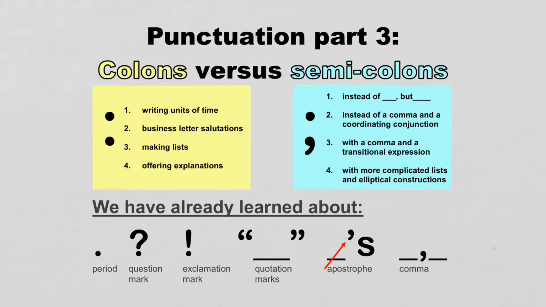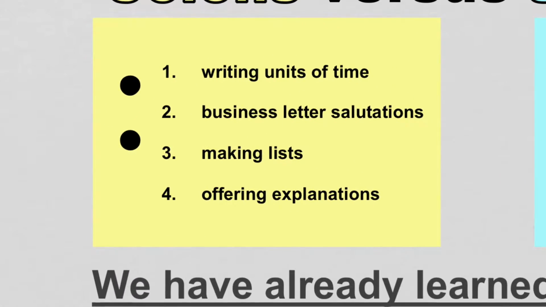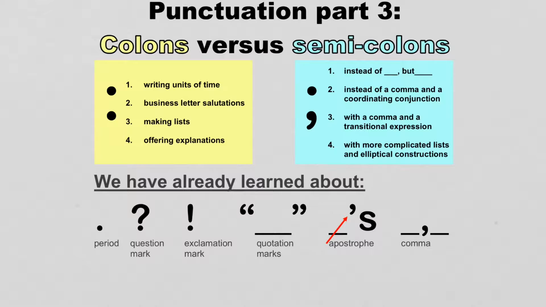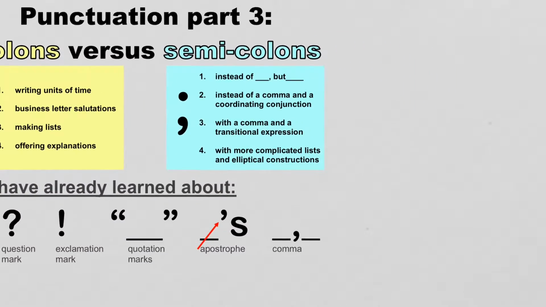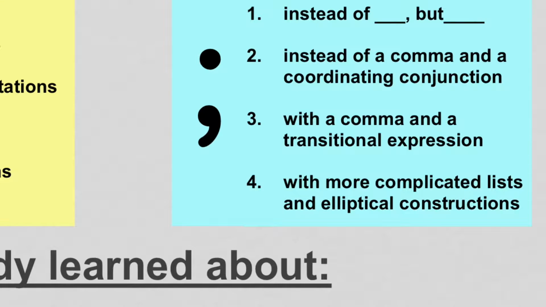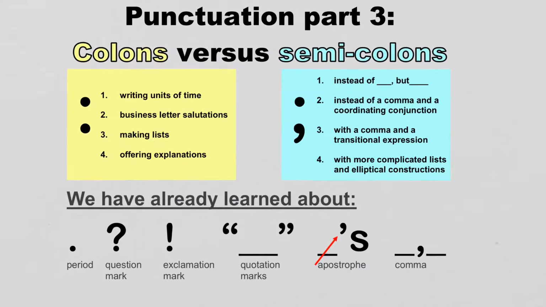Just to show you the difference between them visually, on the left-hand side I have a colon, so you can see that a colon is 2 dots. And on the right-hand side, I have a semicolon. So as you can see, a semicolon has a dot on the top and then a comma on the bottom, really. So a colon is 2 dots, and then a semicolon is a dot on the top with a comma on the bottom.